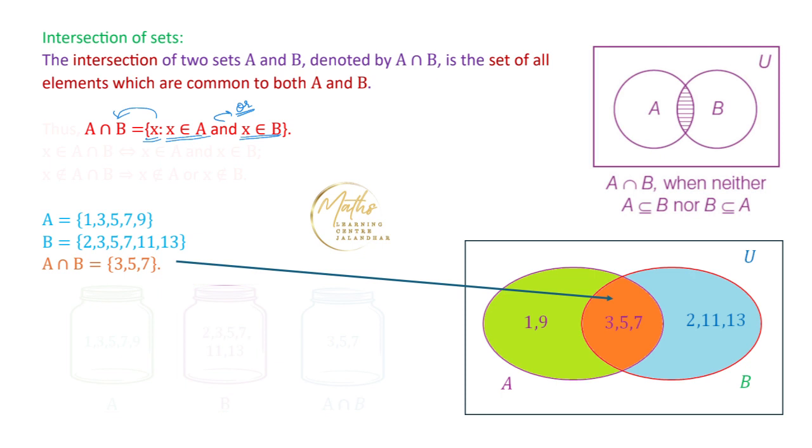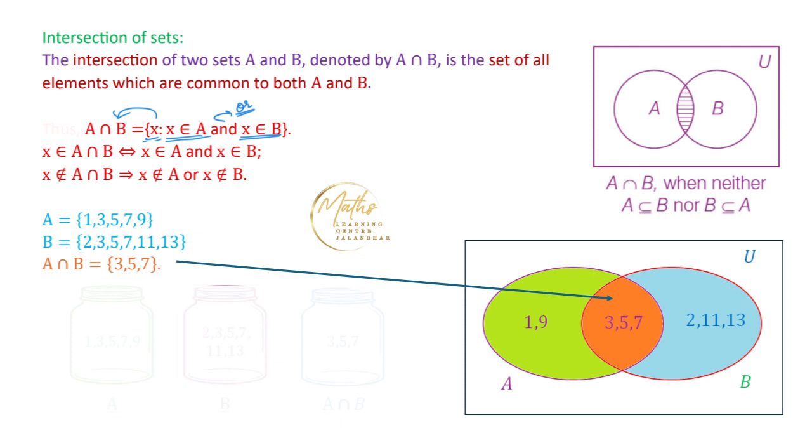From this discussion, we can infer two things. First, an element X belongs to A intersection B if and only if X belongs to A and X belongs to B. And further, if we consider an element which does not belong to the intersection of A and B, it implies that X does not belong to A or X does not belong to B.